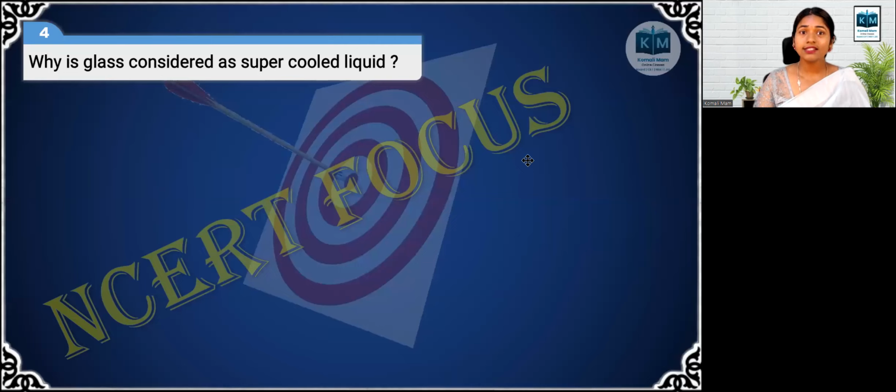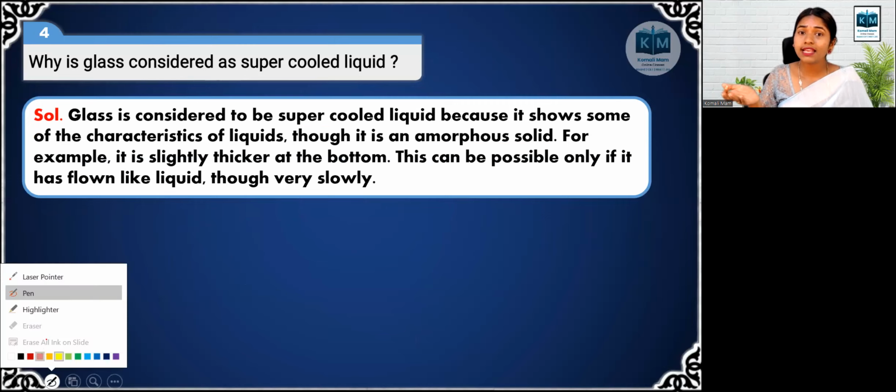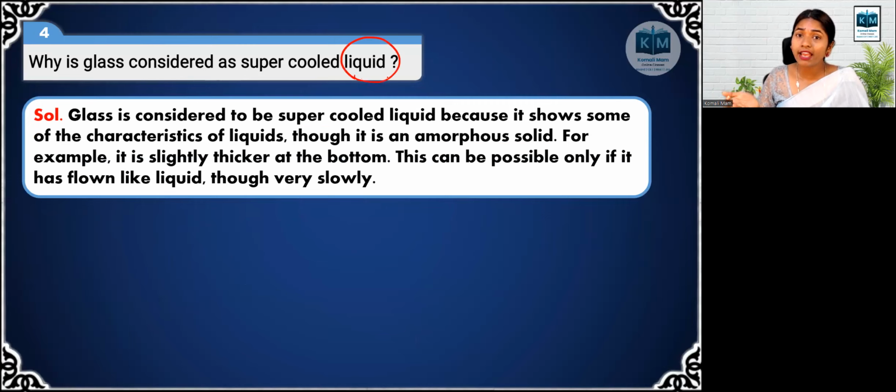Why is glass considered a supercooled liquid? Glass is a solid, but why is it called a supercooled liquid? Glass is an example of an amorphous solid, but why are we calling it a liquid? Because amorphous solids have certain characteristics. If you see the glass of old buildings, at the bottom part it is thicker.